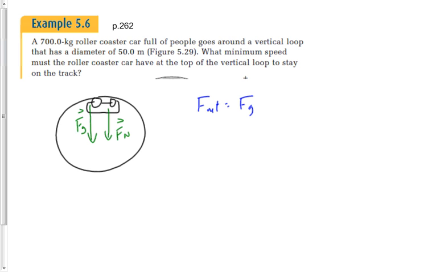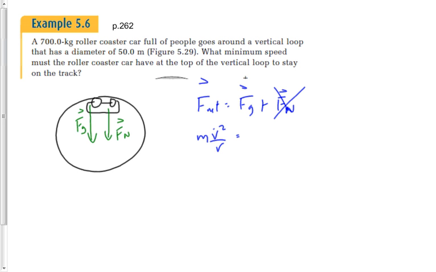Yeah, this question is the same as any other question to this point, right? F net is equal to the sum of the forces. Net force is mv squared over r. Oh, wait, there's a shortcut here. What can I do? Yep. Before I cancel out the masses, I get rid of Fn.